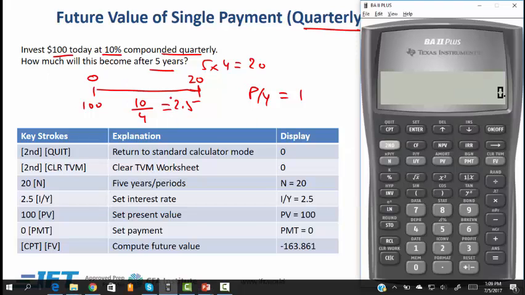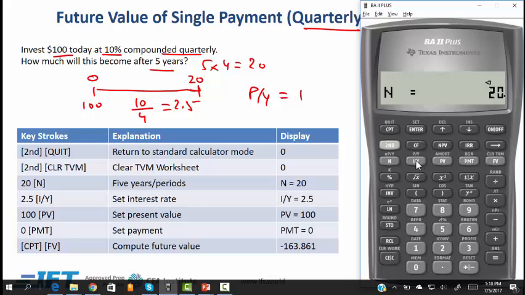So here is what we do on the calculator. We first make sure that we are clear, so second quit, and we clear the time value registers. Then we enter the data. We have 20 periods, so 20 N.